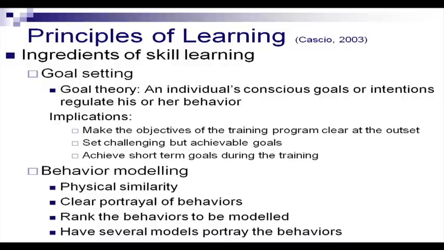Then we come to the principles of learning. How do employees learn when they are being taught? Some ingredients of skill learning are, one is goal setting. So when people are taught in organizations, they are taught primarily skills, they are given additional knowledge, and they are taught newer skills for performing their work as optimally as possible.